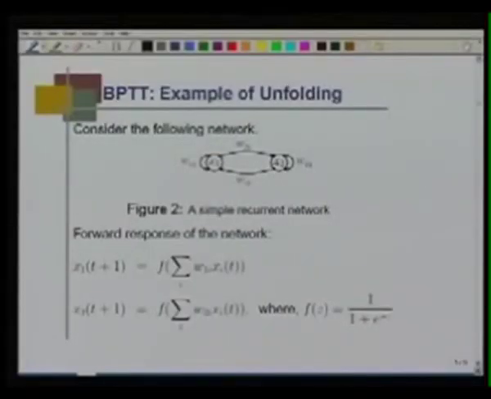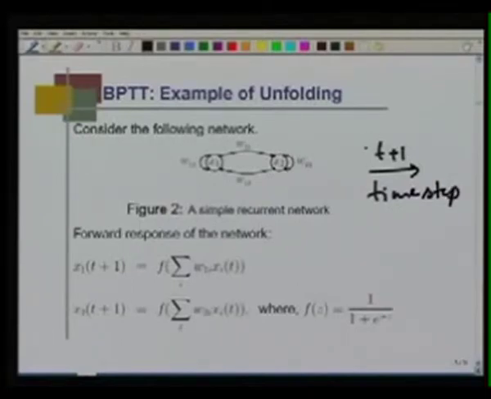The BPTT example that we discussed last time, we also considered this particular example. So we have two neurons connected to each other. This is the connection from first neuron to second neuron, this is the connection from second neuron to first neuron, with self feedback W11, W22. If you look at this particular thing, we discussed also last time that the output, the response x1(t plus 1). So this t is not time, t plus 1 is the time step.